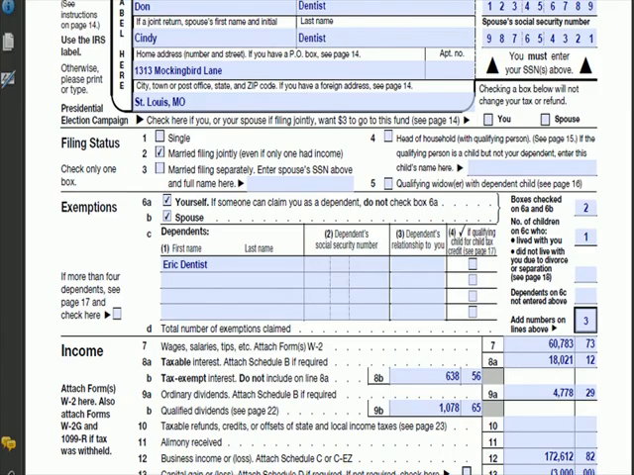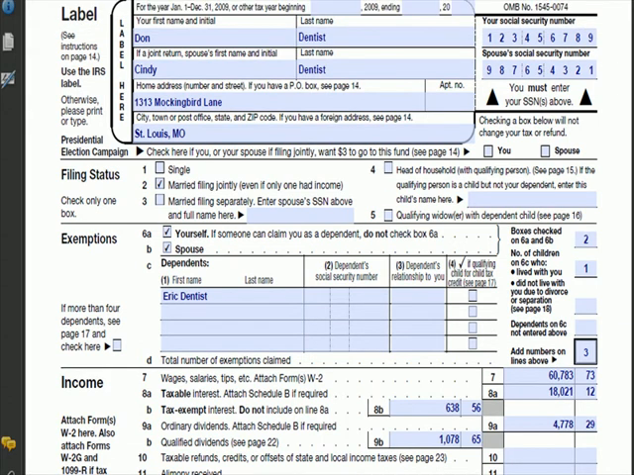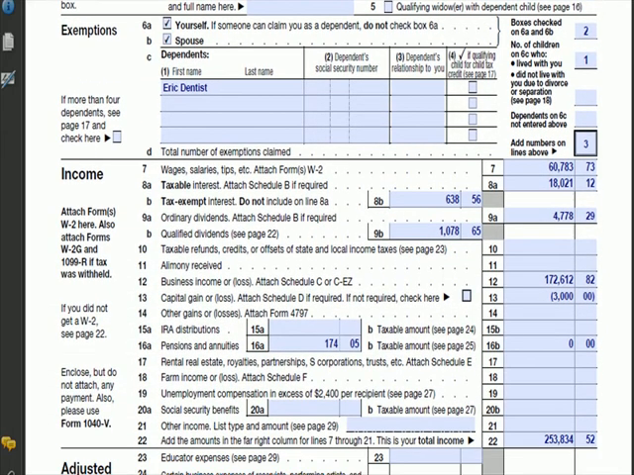What I've done here is flip over to the actual 1040 tax return for 2009. My example is an old client of mine, and I've called them Don and Cindy Dentist. This happens to be a dentist. Let's go over the same areas of the tax return that we covered on the PowerPoint. Here's filing status. It happens to be married filing jointly.